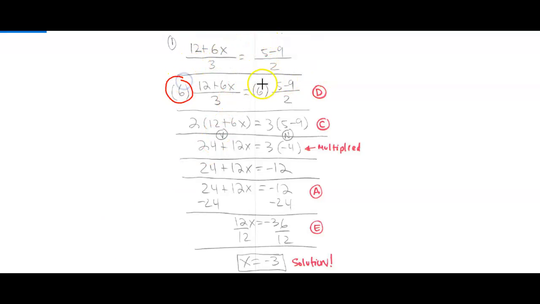Notice, I did a letter D. I used a common multiple, the smallest multiple that they had there. You can see once again, if I divide 3 into 6, I get the resulting 2. Over here, if I divide 2 into the 6, I get the resulting 3 here. So that's what's happening there. I get rid of those denominators, okay?